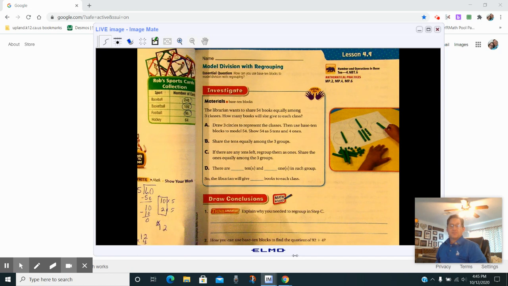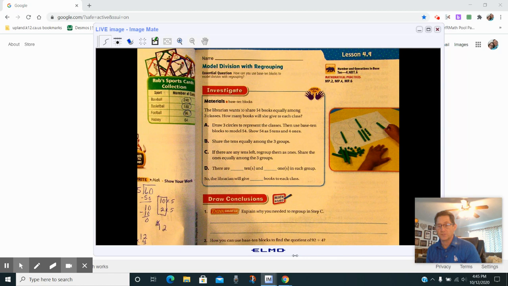Okay. And so we're going to use base 10 blocks. If you don't have base 10 blocks, you can always draw. For the 10 rods, you can just use a straight line. For the ones, you can just use a circle or a square.